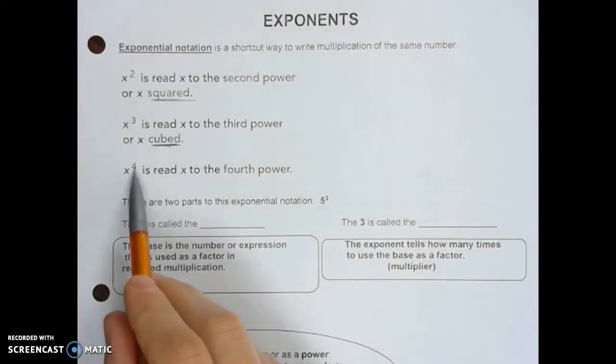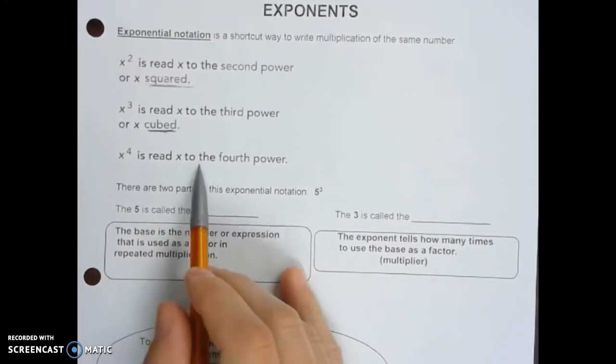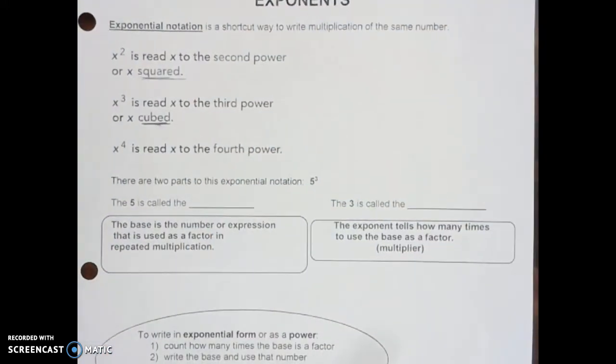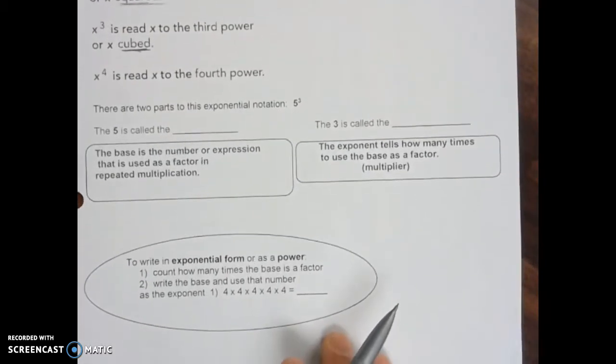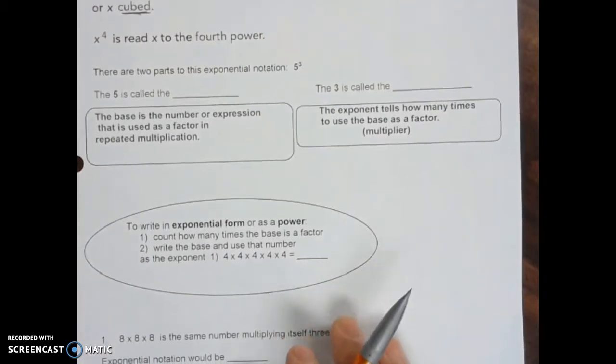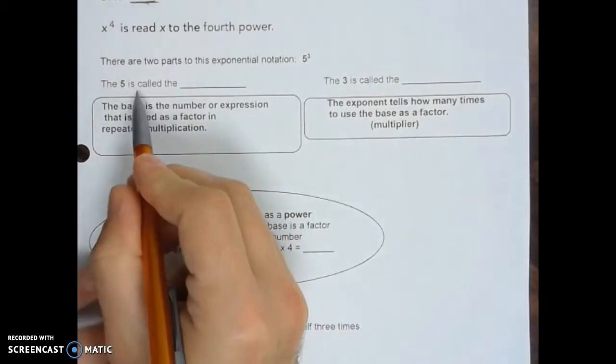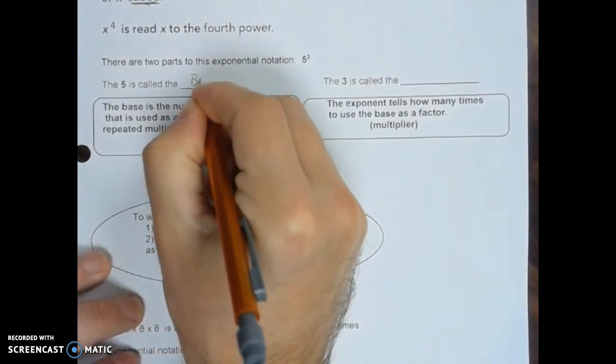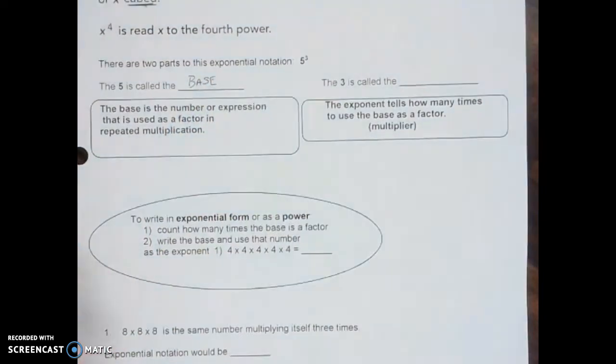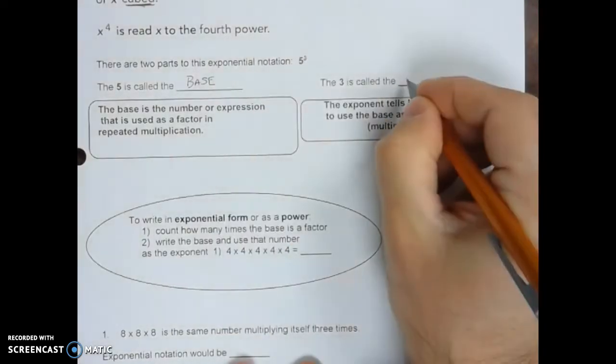X to the fourth power, well, that's exactly how you read that. An exponent of 4 is read as x to the fourth power. And so in any exponential notation, there are two different parts. In this case, we have this 5 and this 3. The 5 is called the base. The number that is being raised to the exponent is called the base. The 3 is the exponent.